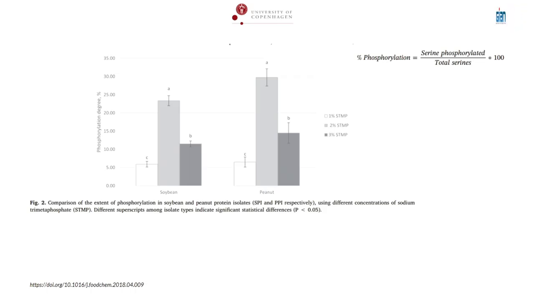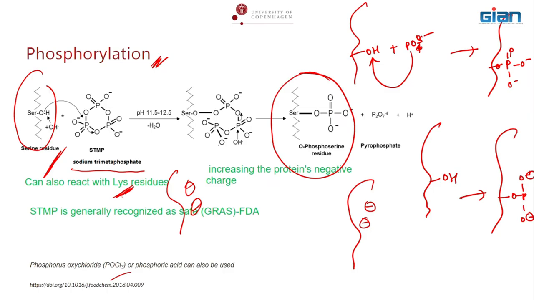Here is an example. They show that as the content of STMP, the phosphorylating chemical, is increased, the rate of phosphorylation increases. At some point it decreases, because as you add more and more phosphate compound, you change the reaction condition, and that will compromise the phosphorylation. So basically you can optimize the extent of phosphorylation by controlling the amount of this chemical you use, right? Please note that modification is not something where you need to completely modify the protein. You can control it to get the desired charge.